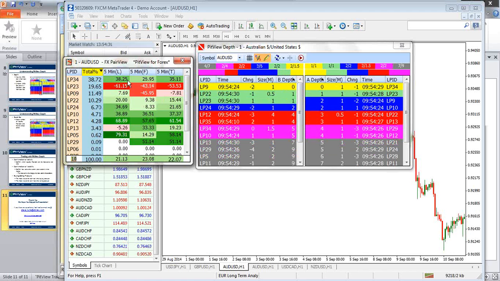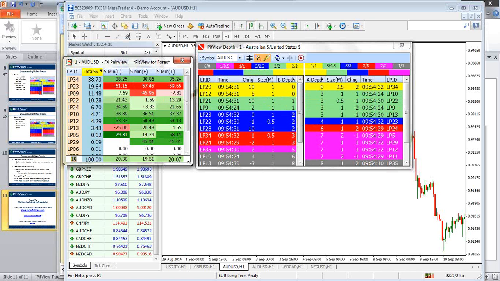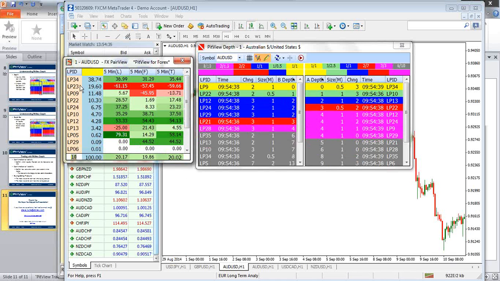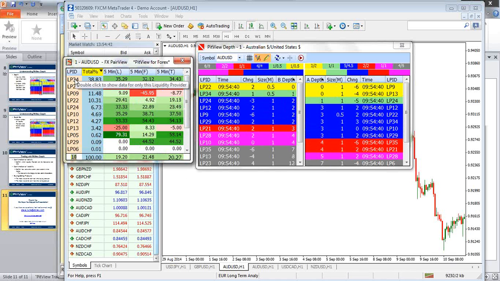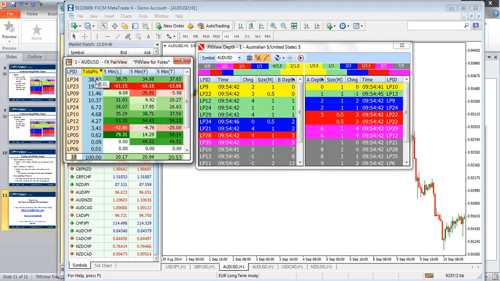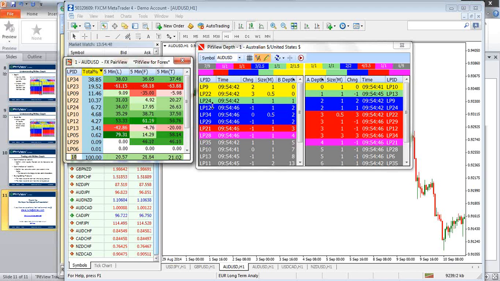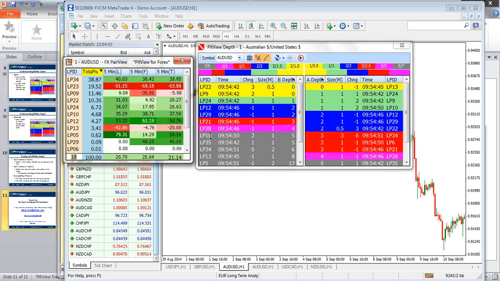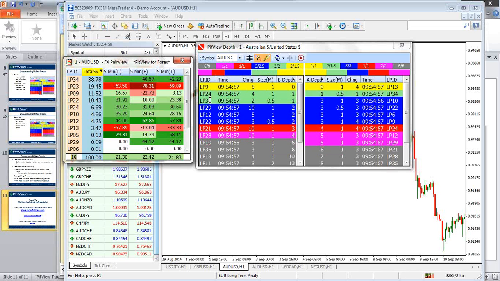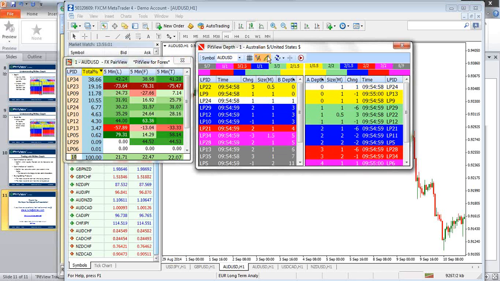Now, the first thing I would look for, let's say I'm closely following individual market makers, is that I see LP34 has controlled about 38% of the market as far as the bid and ask changes go. One of the things I would look for on here, as I'm watching it over the short term, is if I'm tracking LP34, which you can do on here, if you go up here, you can highlight.